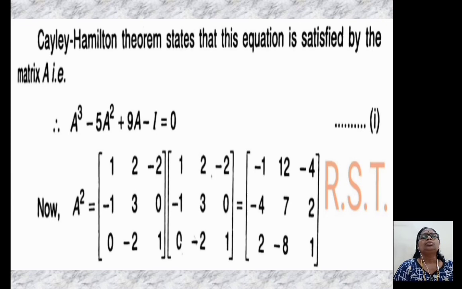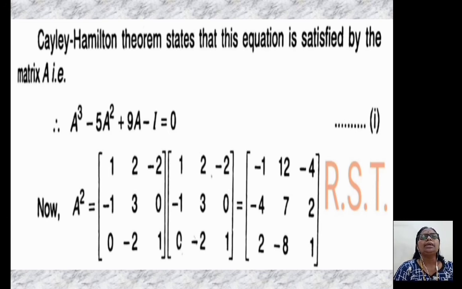Now, to solve this equation 1, we calculate first A square. A square equal to A into A. After simplifying, we get a matrix of order 3 by 3 whose first row is minus 1, 12, minus 4, second row is minus 4, 7, 2. Third row is 2, minus 8, 1.